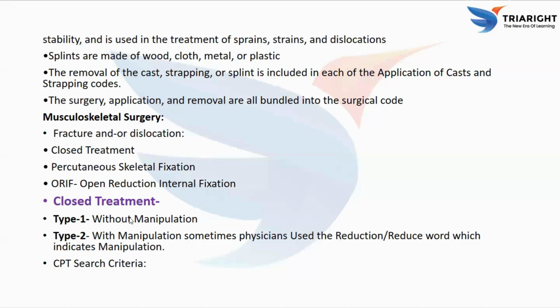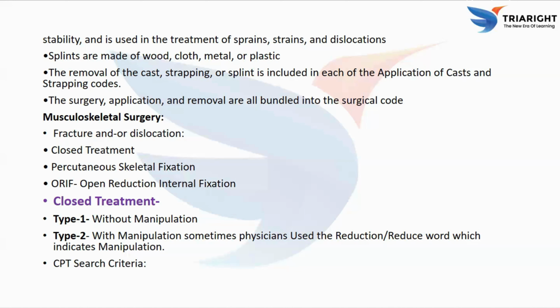Type 1, closed treatment, is done without manipulation. The bone is already aligned here. The physician does not reduce the fracture, and it is immobilization only. Documentation clues are a stable fracture, no reduction required, treated with a cast or splint only. Type 2 is closed treatment with manipulation. The physician moves the bone back into position. Reduction is performed without incision. Documentation clues are whether the reduction is performed, the fracture is reduced, or it is manipulated into alignment.